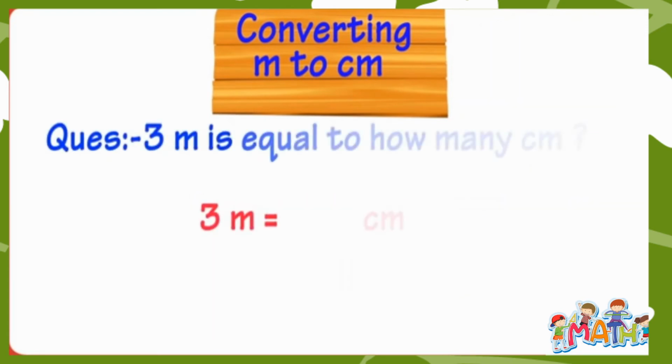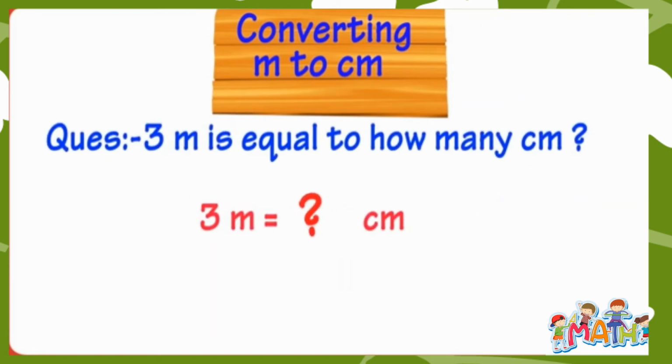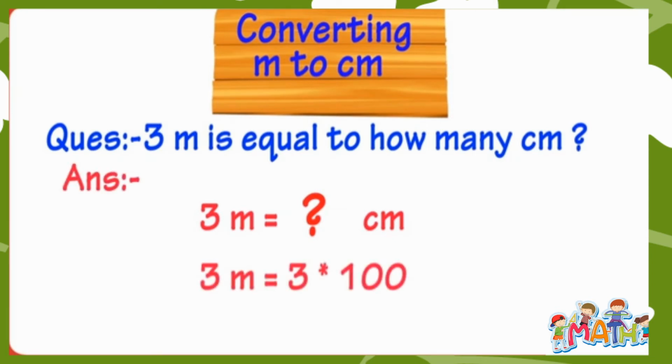Next example: 3 meters is equal to how many centimeters? The same process, we will multiply by 100. So we have 3 meters is equal to 3 times 100. What is 3 times 100? Yes, equals 300. Therefore, 3 meters is equal to 300 centimeters.